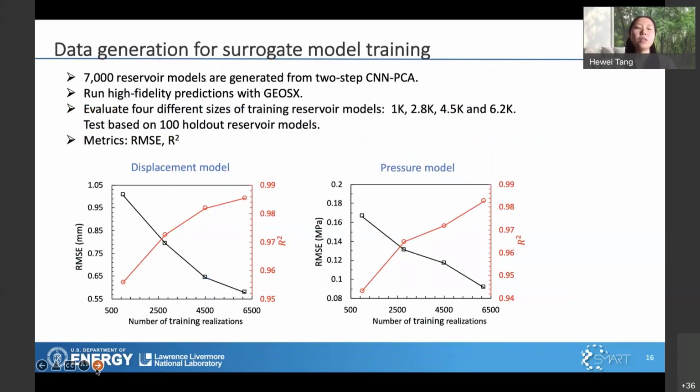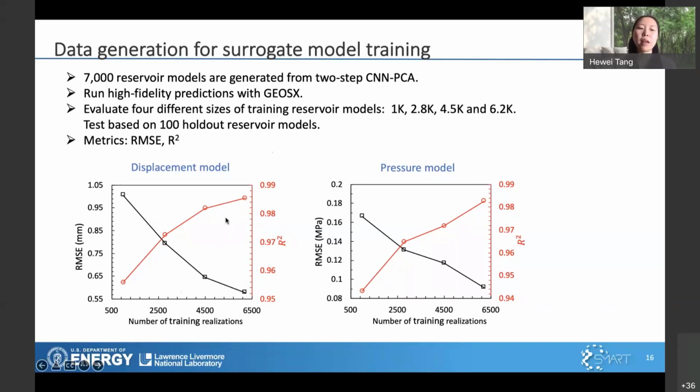We in total generate 3,000 reservoir models from the CNN-PCA approach for model training, validation, and testing. And we run high fidelity predictions with the geostatistical simulator. In training the reservoir models, we evaluate 4 different sizes for training, from 1,000 to 6,000. And we test the model based on 100 holdout reservoir models.